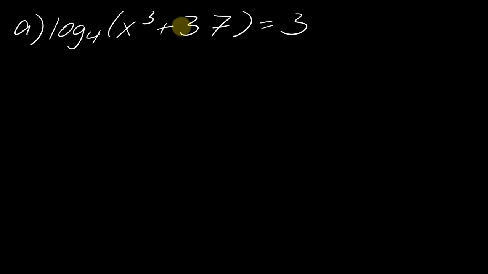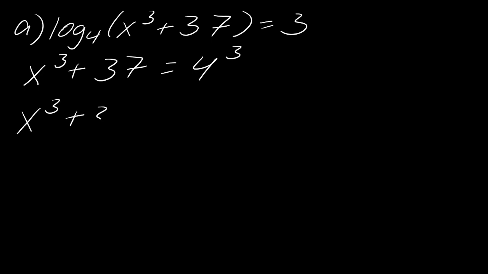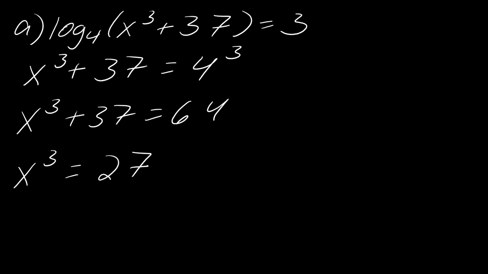Okay, so this is the situation where I have a log equals a number. So I need to use the definition of the logarithm. And so let's see, 4 to the third is 64. So I have x cubed plus 37 equals 64. So then I can subtract off the 37. So I have x cubed equals 27. And then if I take the cube root of that, 3 cubed is 27. So x will just equal 3. No problem. And just the final check, it's not going to create any problems here. So we're good to go.